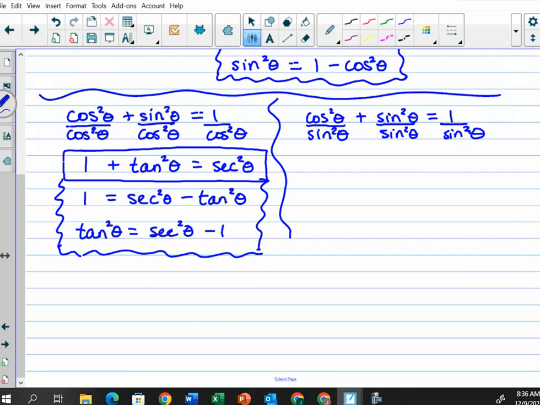So what do you think cosine squared over sine squared is? The cotangent. Sine squared over sine squared is 1. I divided by sine because I already did cosine, so I picked the other one. And then what's 1 over sine?